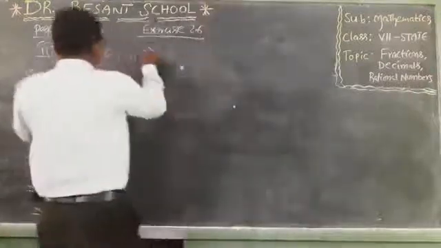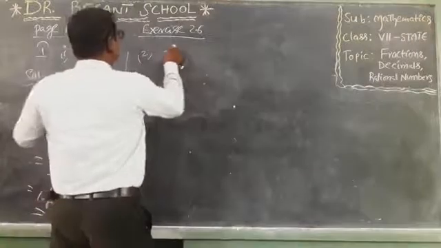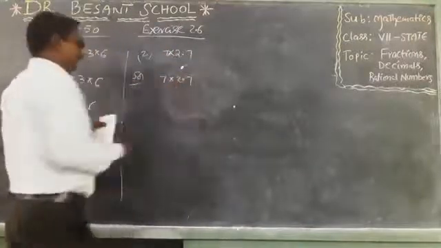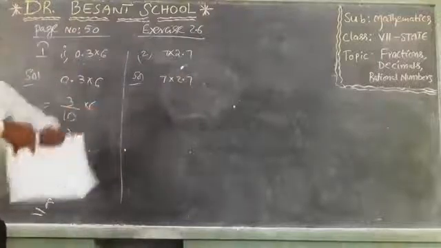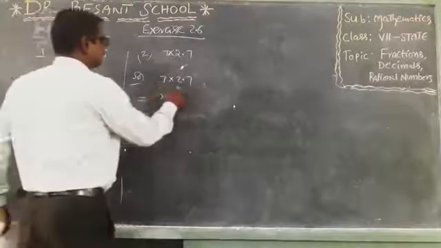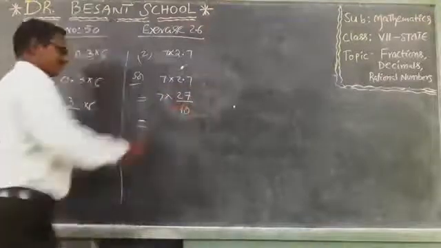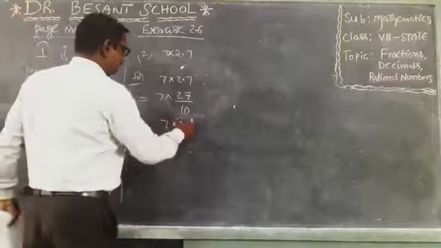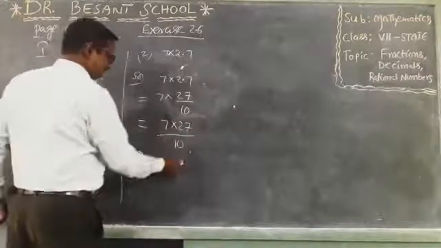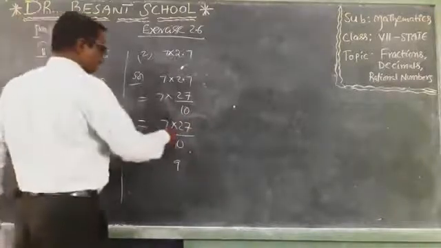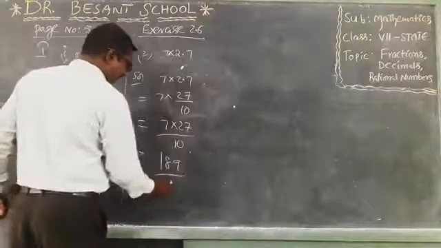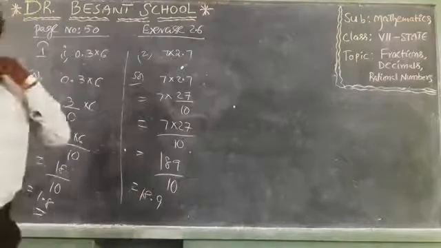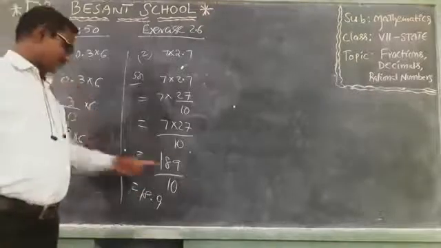Second one is 7 into 2.7. Children, you see this one? This is 7 into 2.7, which means 27 by 10. 2.7 means 27 by 10. That equals 7 into 27 by 10. 7 7s are 49, carry 4. 7 2s are 14 plus 4, 18. 189 by 10. That comes as 18.9.